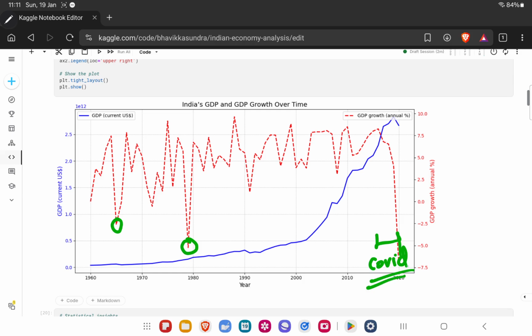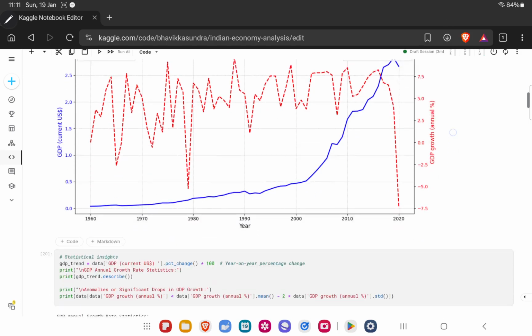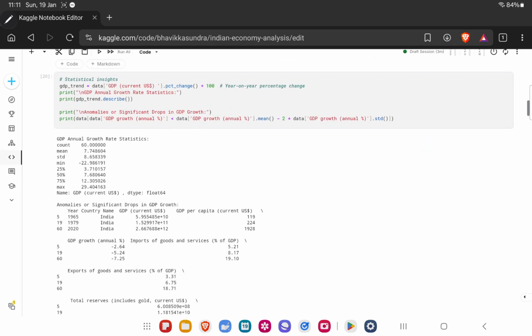Therefore, there is a steep decline in the GDP growth, from plus 7.5% to negative 7.5%, and there is also a decline in the GDP, from 2.7 trillion to 2.5 trillion or so. Okay, that's a huge loss. Now we're going to cover some statistics.